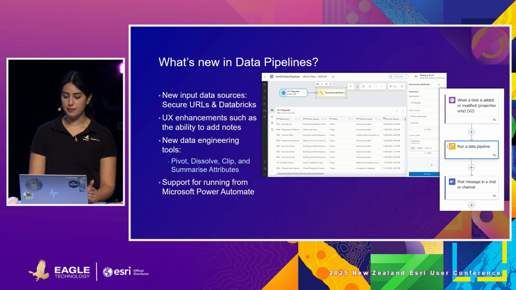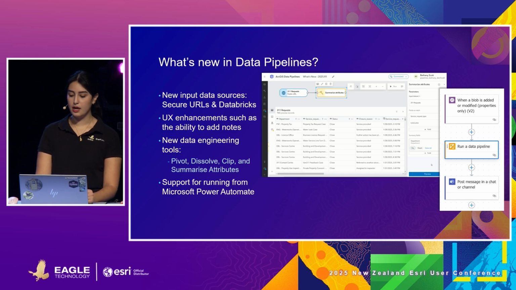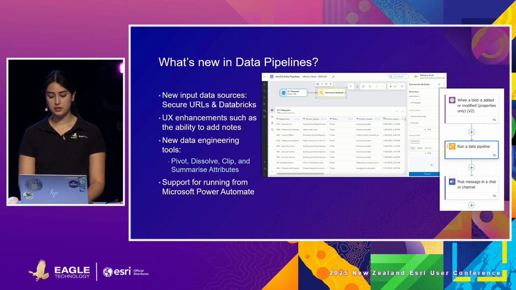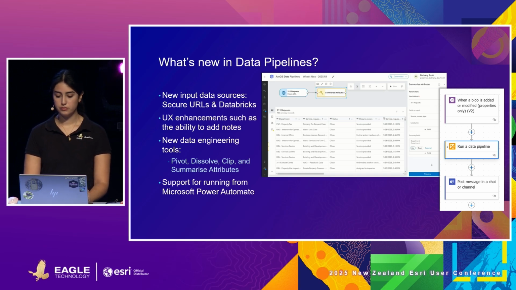But what's new in data pipelines is a couple of new input data sources. So you can now connect to secure URLs and configure passwords that are stored with the data to be able to access it. And you can now access data from Databricks as well.